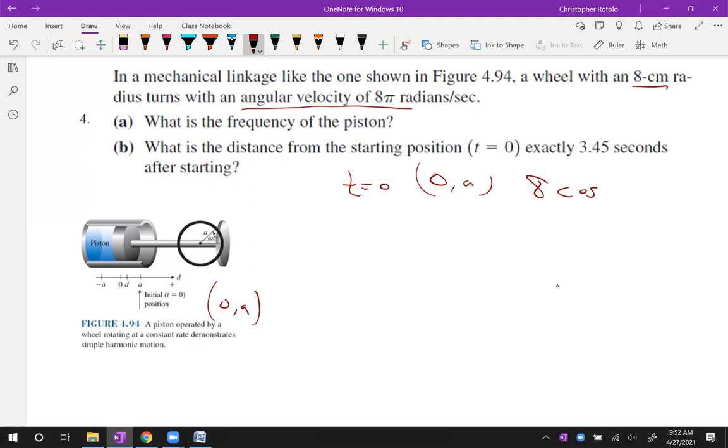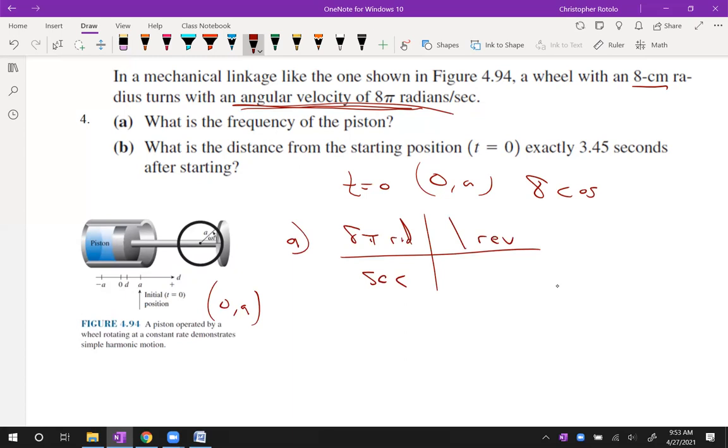I'm going to go back to this angular velocity for just a second, because that tells me that I can actually turn this into a frequency, right? But 8 pi radians per second isn't something that we like to use right now. So for part A, here's what we're going to use. We're going to use 8 pi radians, factor label, per second.